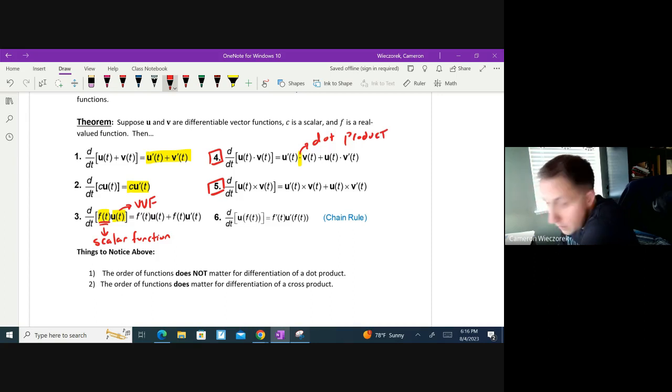Okay. And because the dot product is commutative, the order doesn't matter. You could also do v dotted with u prime, and you could do v prime dotted with u. The order you do it in is up to you.